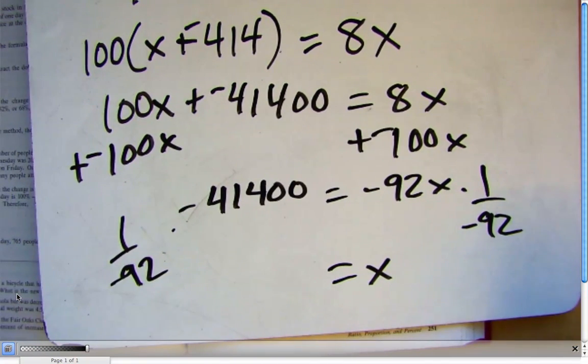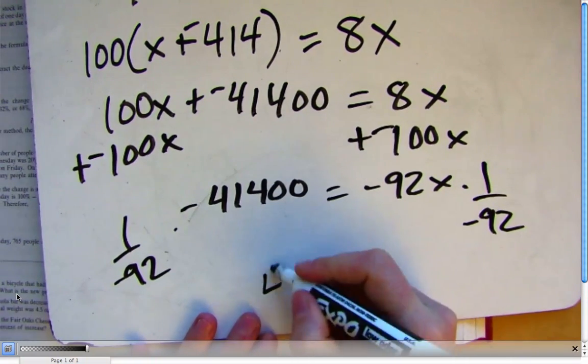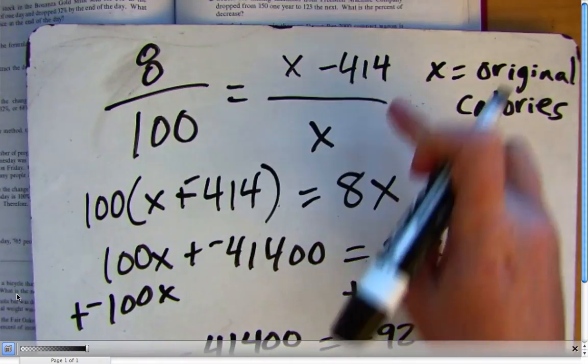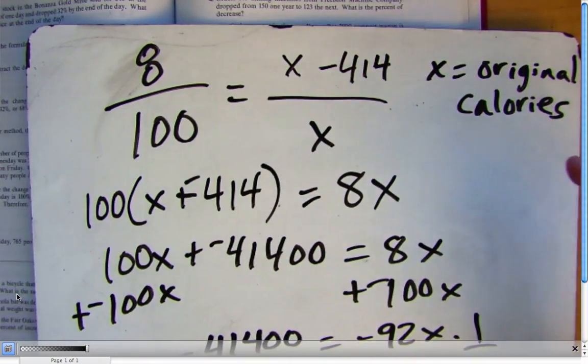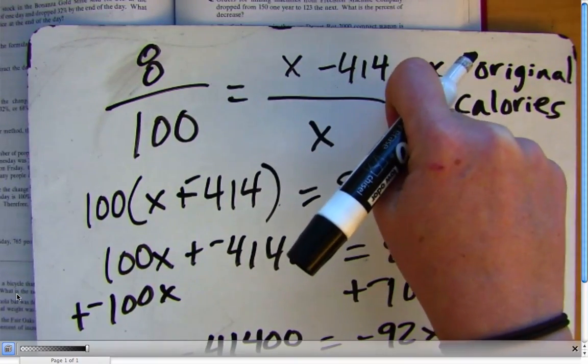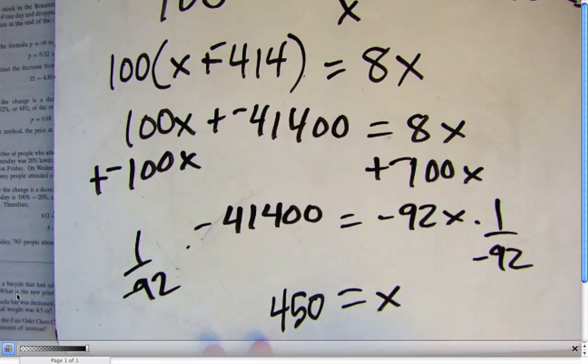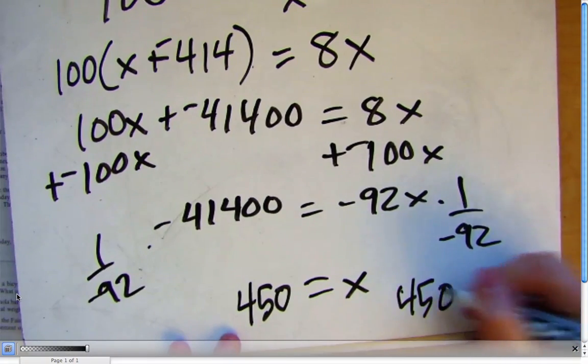Handy calculator. And we find out the original amount was 450 calories. Very reasonable, right? 414 was our amount after the decrease, so our original calories was 450 before the decrease. Makes sense. So, 450 calories.